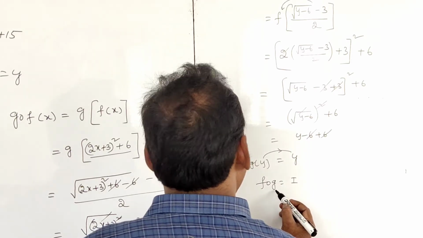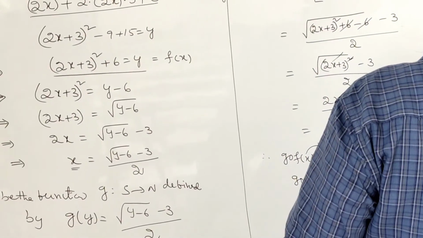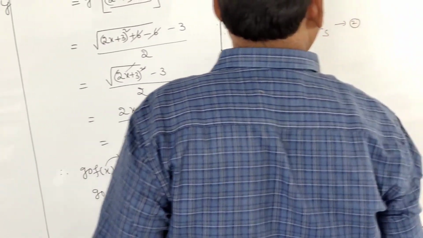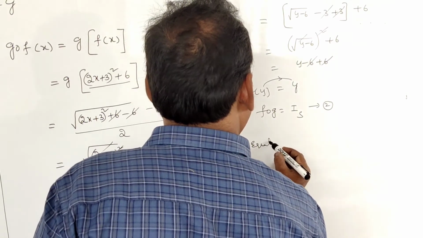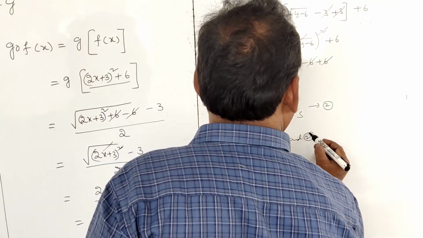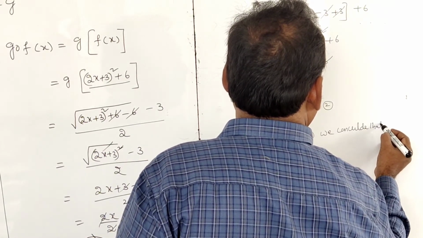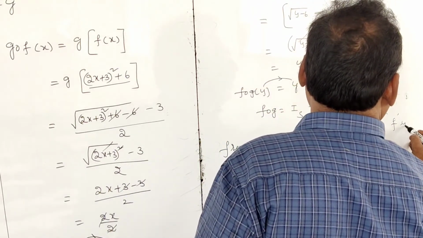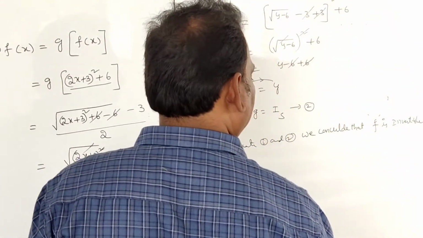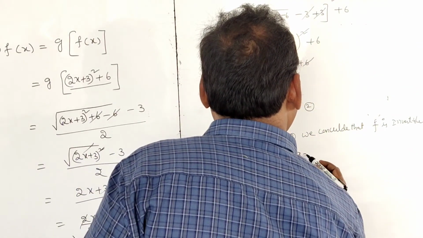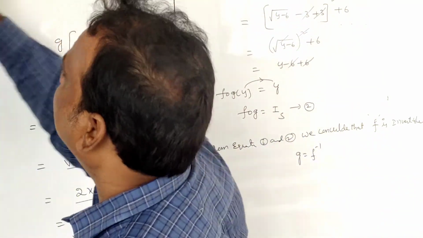This function's domain: so what is g domain? This is g, g domain is Y. So this is equation 2. So write the next step: from equation 1 and 2 we conclude that f is invertible. F is invertible. If f is invertible, what does f inverse mean? G is called f inverse. They are asking f is invertible and find the inverse of f.